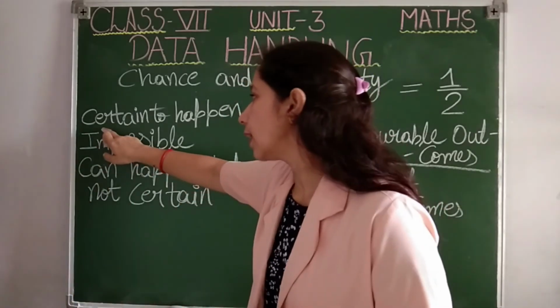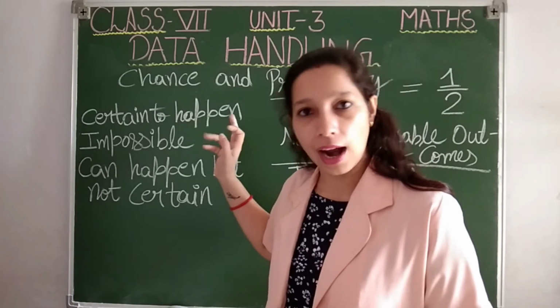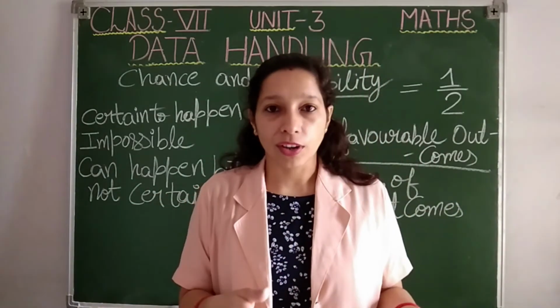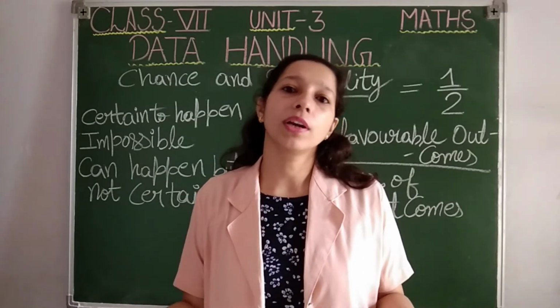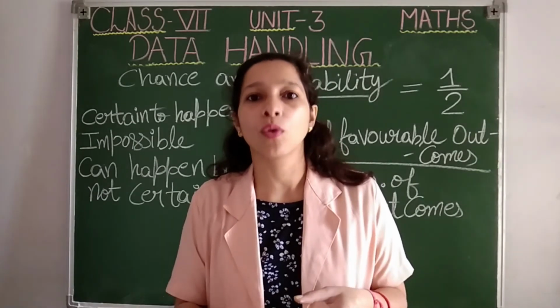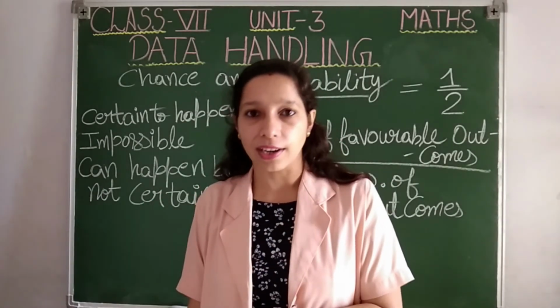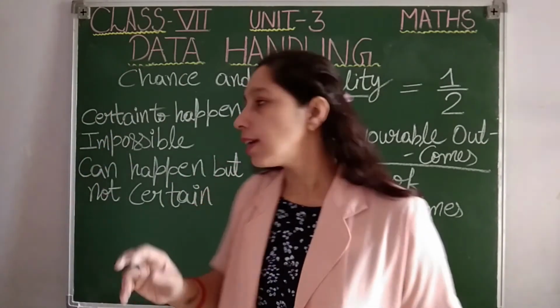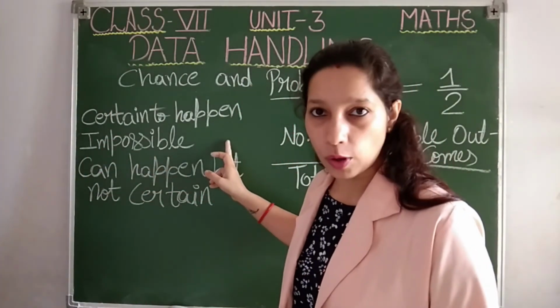That means this thing is certain to happen. Understood? Now I am telling you, now it is afternoon. After afternoon, directly we are going to get morning. Is it possible? No. After afternoon, we know evening will come. After evening, night will come. But before night, morning can't come directly. Isn't it? So that's why this is impossible.